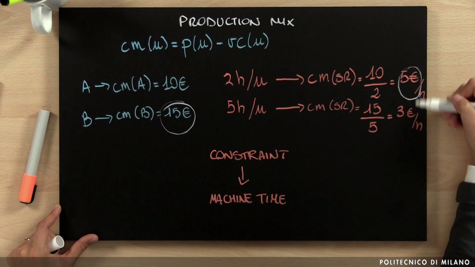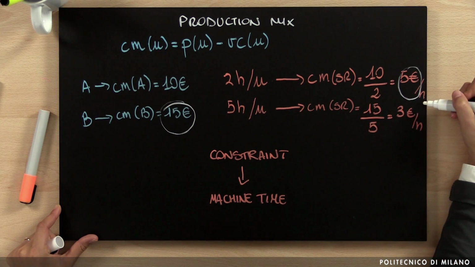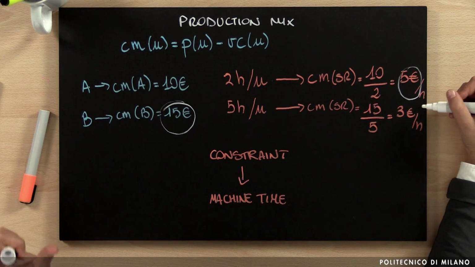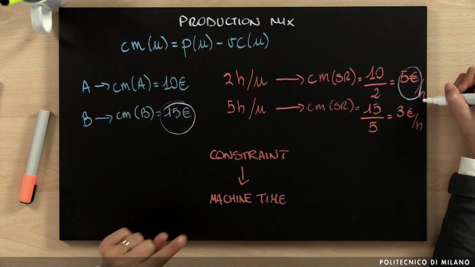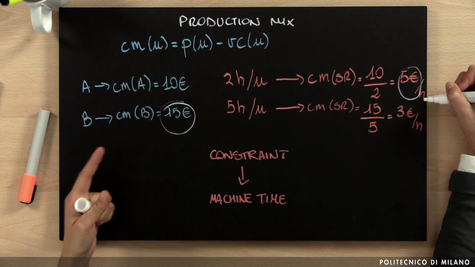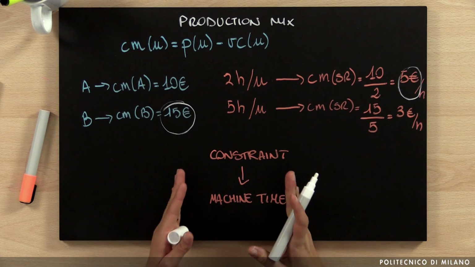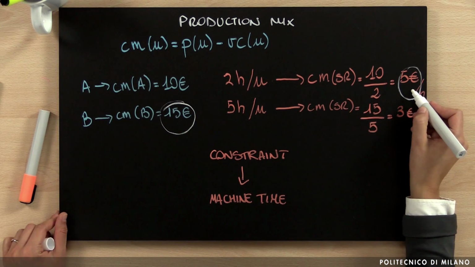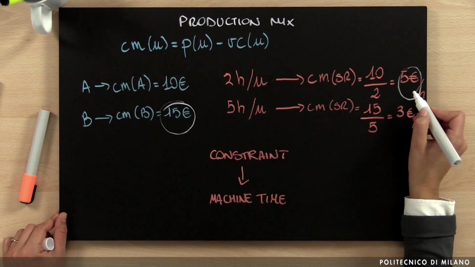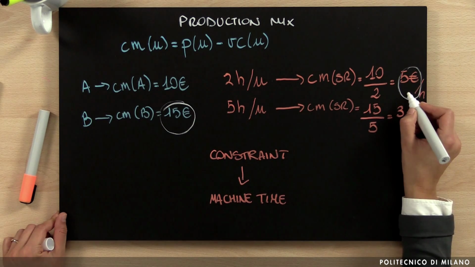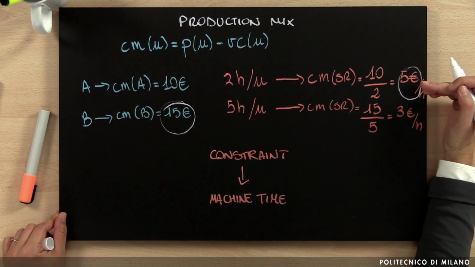And as I said, the contribution margin for the scarce resource represents the contribution margin generated by 1 hour of usage of the machine in order to realize each of our products. And basically, in the moment in which we have this constraint, the product that has the higher contribution margin per scarce resource represents the product that should be prioritized.